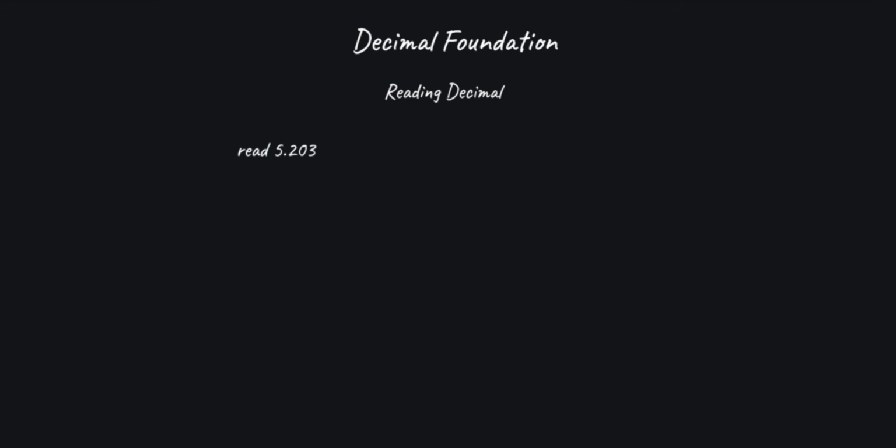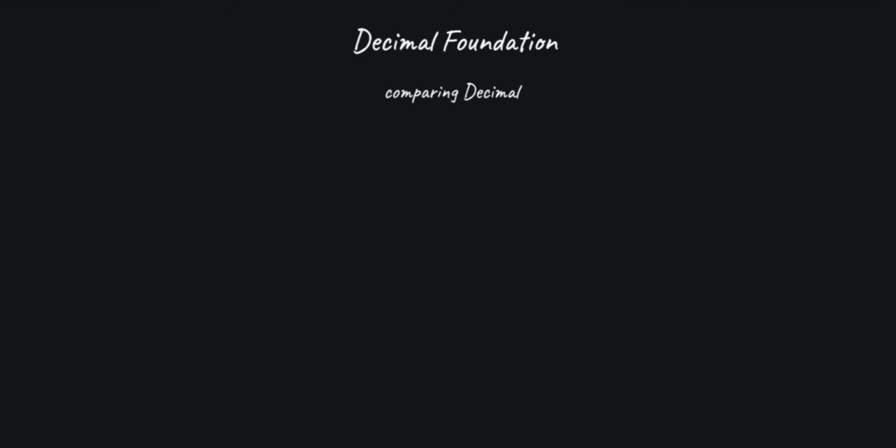How about 5.203? Let's look at the place values. Tenths, hundredths, thousandths. So it's 5 and 203 thousandths. That's how you'd read this. Okay, now we're going to compare decimals.